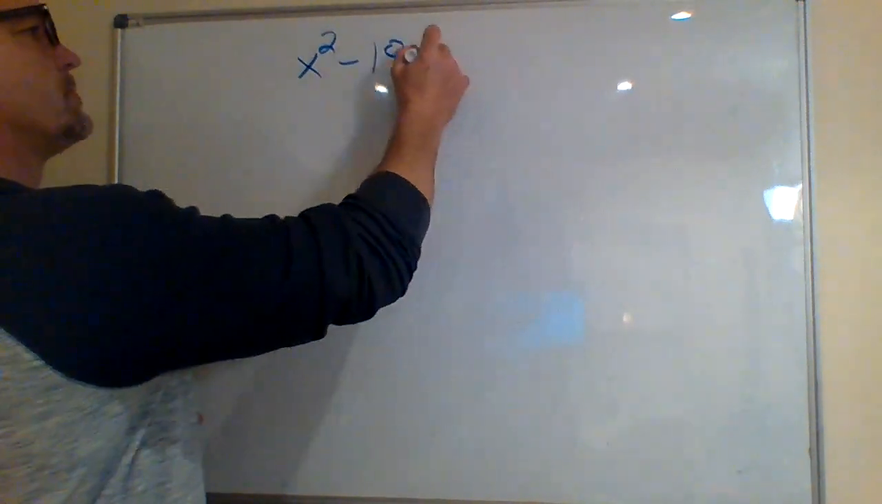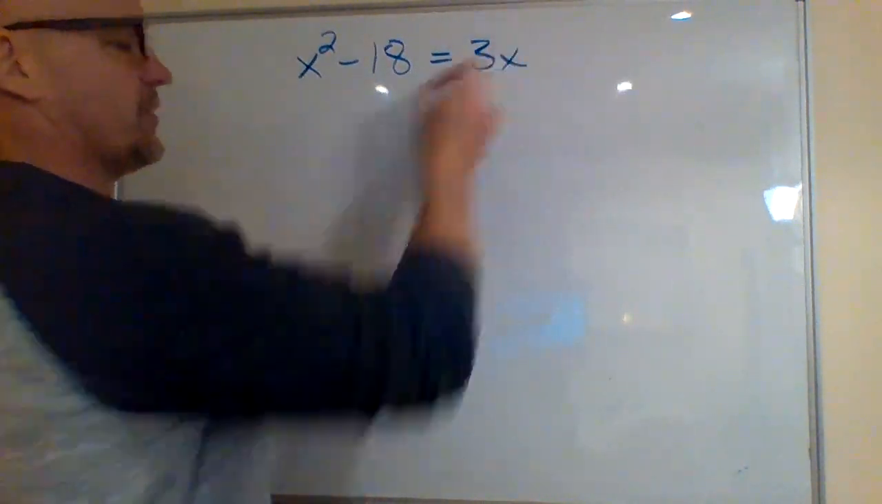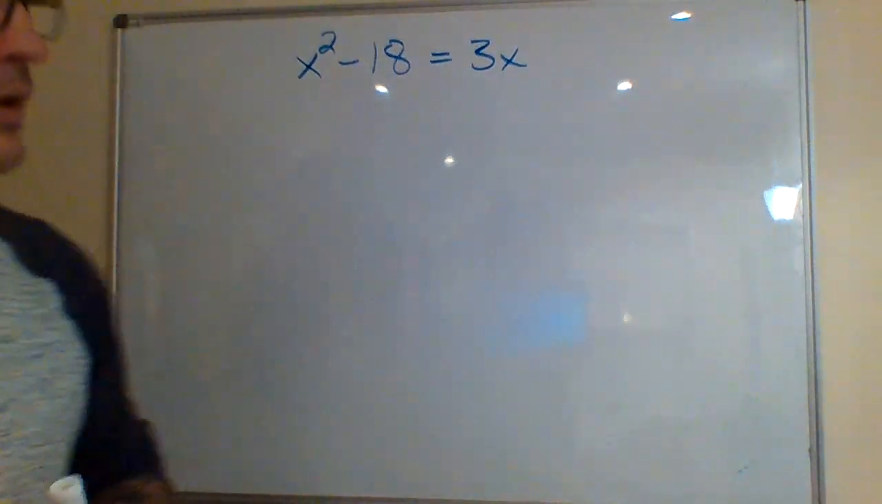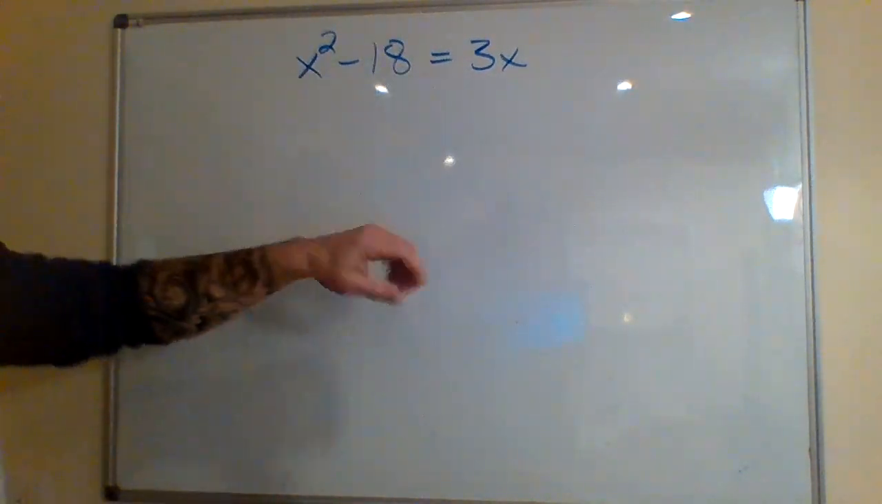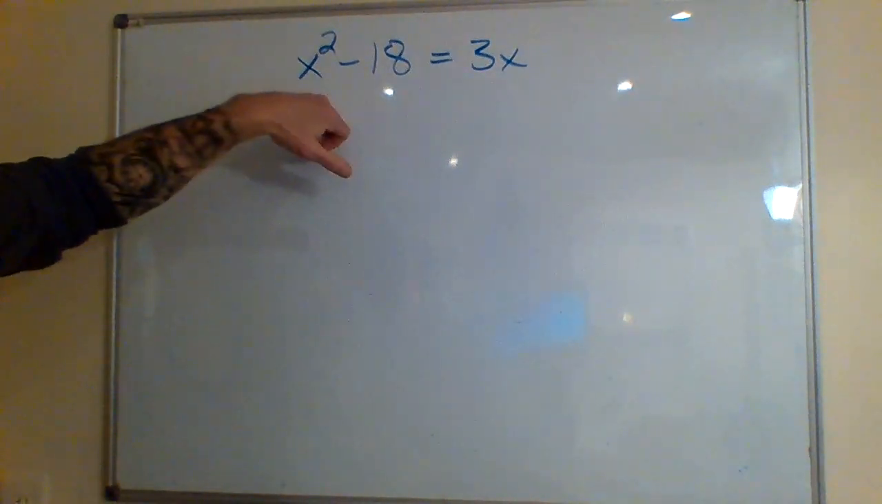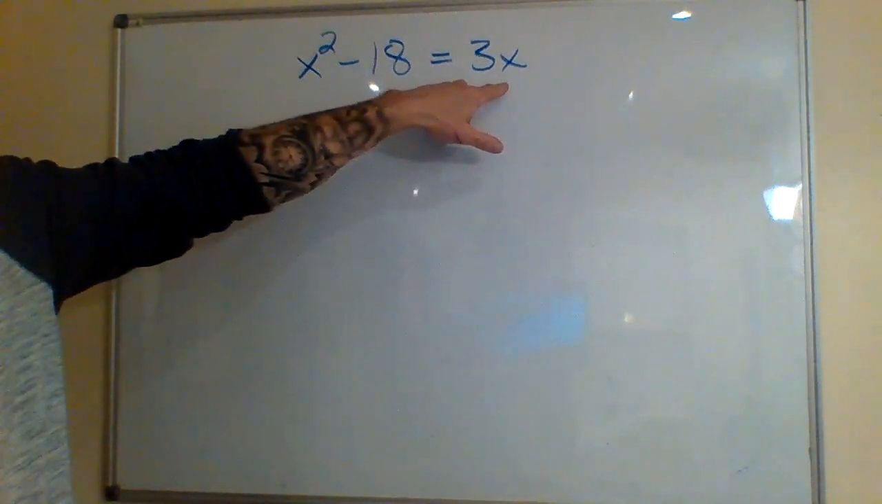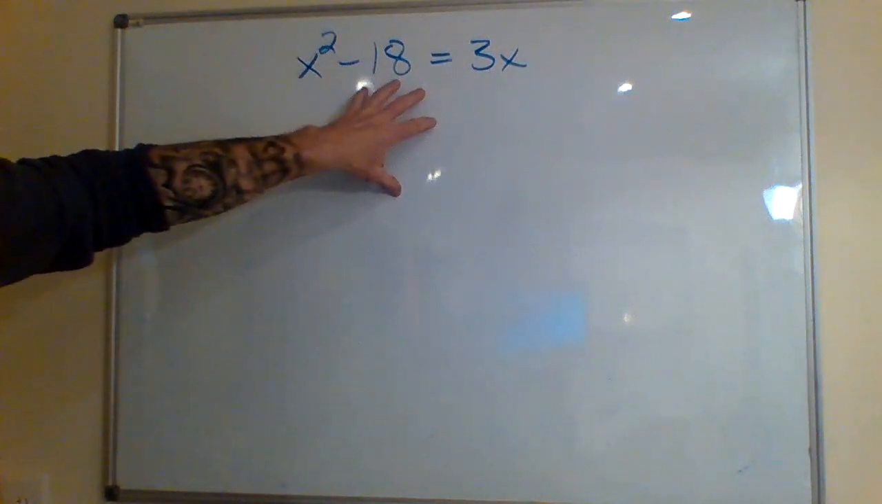Let's take x squared minus 18 equals 3x. So this time, once again, I have a trinomial, or I'm going to have a trinomial. I have a quadratic, has an x squared term, has an x term. So I know I'm not going to be able to solve this with roots.